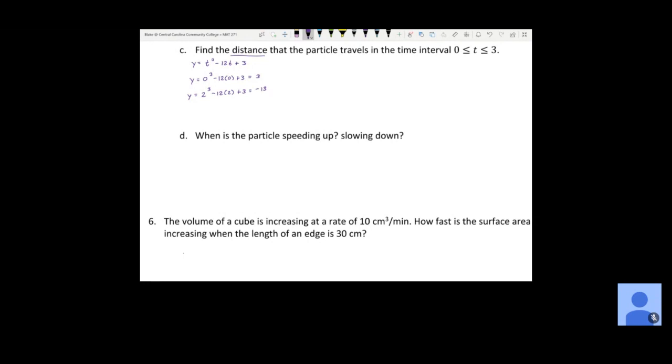How would you find the distance between our starting 3 and negative 13?